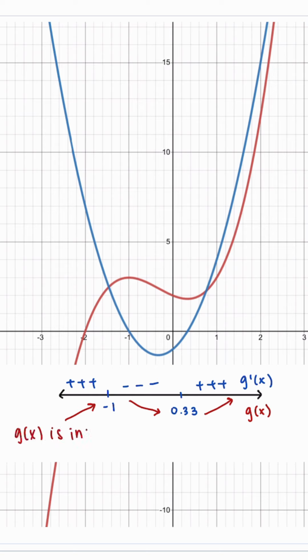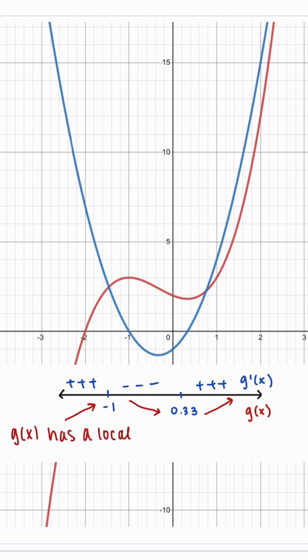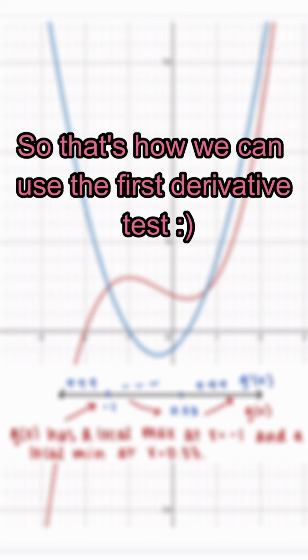If we were to write this out all officially, we have g of x is increasing on negative infinity to -1 union 0.33 to infinity, and g of x is decreasing on -1 to 0.33. G of x also has a local maximum at x equals -1 and a local minimum at x equals 0.33. So that's how we can use the first derivative test.